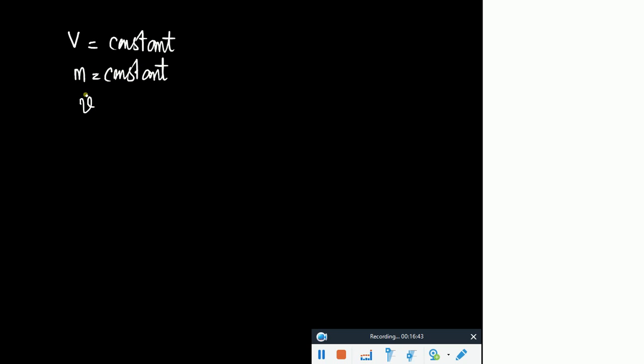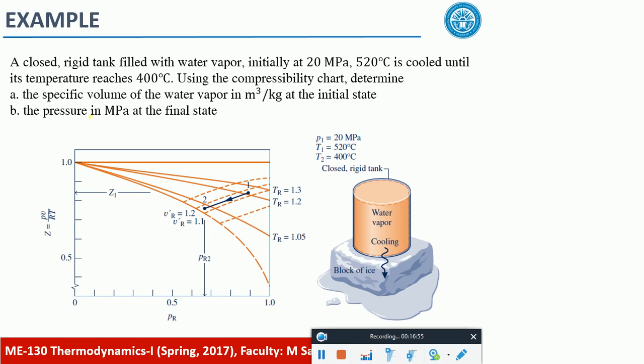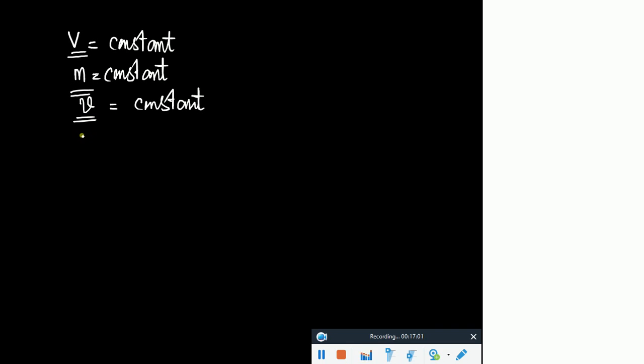First thing which we can see from this is that V remains constant, because m also remains constant. This is the volume, this is mass, so obviously specific volume would also remain the same. Now let's talk about those two states. Initially at 20 megapascal, 520 degrees centigrade, it means T1 is equal to 520 degrees centigrade, P1 is equal to 20 megapascal.